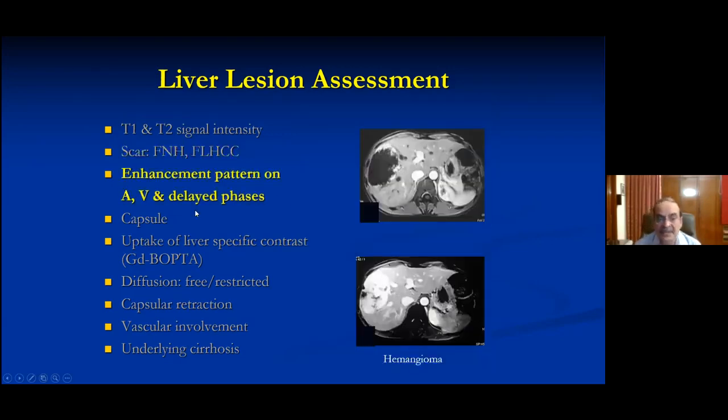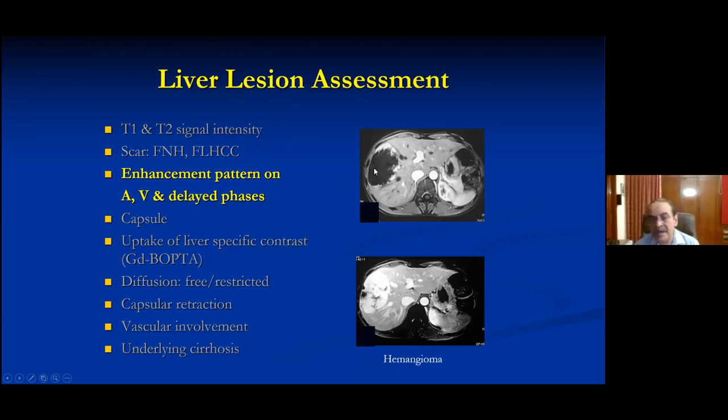Contrast kinetics is really where the money lies, and this is the most critical step in evaluating a focal liver lesion. We see how the lesion behaves in the arterial phase, in the venous phase, and then in the delayed phase. This is the arterial phase in this patient who just presented with pain in the right upper quadrant.